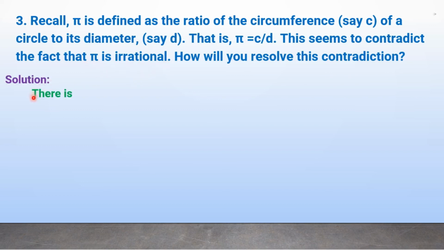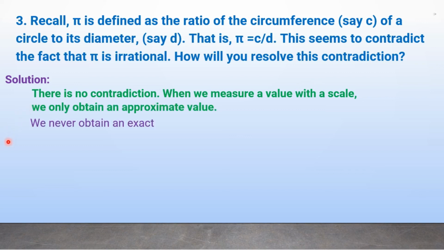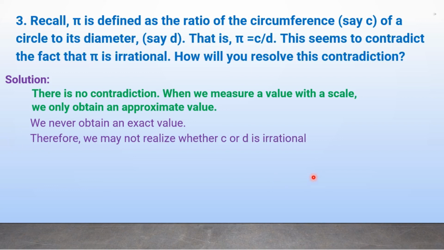Solution. There is no contradiction. When we measure the value with a scale, we only obtain an approximate value. We never obtain an exact value. Therefore, we may not realize whether C or D is irrational. The value of pi is almost equal to 22 by 7 or 3.142857 and so on. See here, this is a circle.